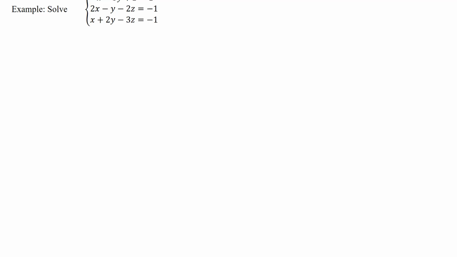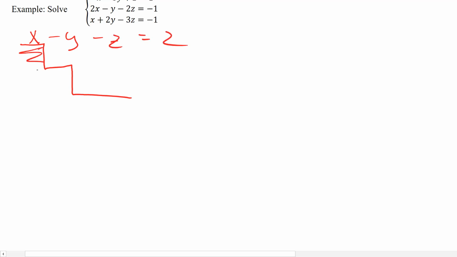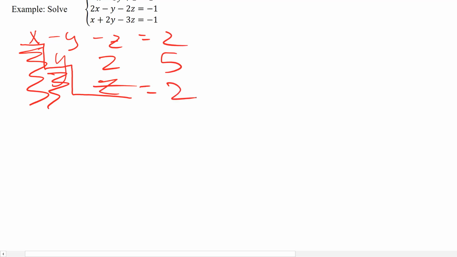Row echelon form is when you have all the equations in this kind of stair-step way, where the first equation has all the unknowns in it and the constant, and then nothing below that x. Okay, and then the second one will have y and z in it and a constant, and nothing below that y. And then the last equation will just have the z, and it'll look like stairs. That's why it's called echelon. So anyway, let's get started.